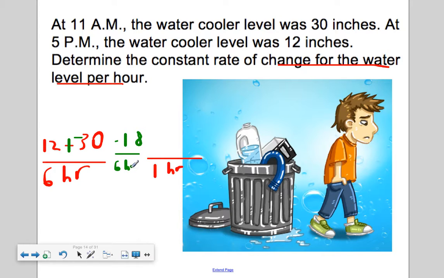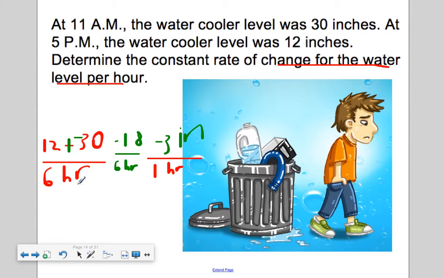How do I break that down to 1 hour? Divide by 6. So it's changing negative 3 inches per hour. It's dropping 3 inches per hour. If you did not put the negative, it would be wrong. That would say it's increasing 3 inches every hour. But if you read the question correctly, it started at 30 inches and now it's only 12 inches. So it is decreasing. The water cooler is decreasing 3 inches every hour. That is what's happening to this water cooler.